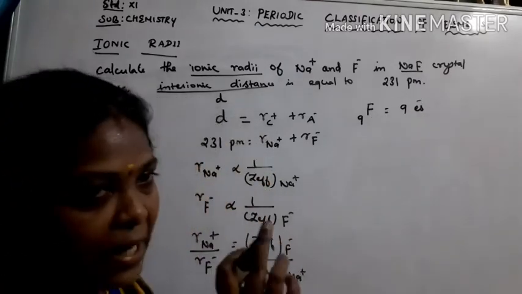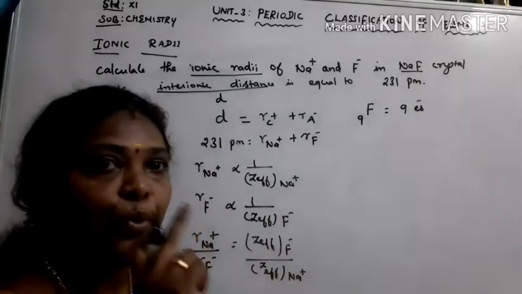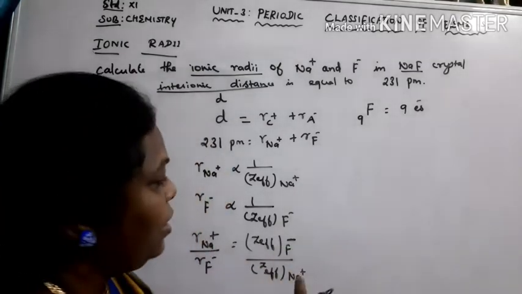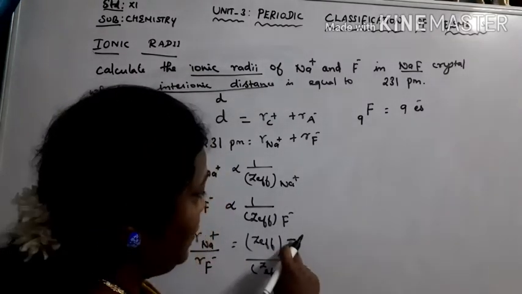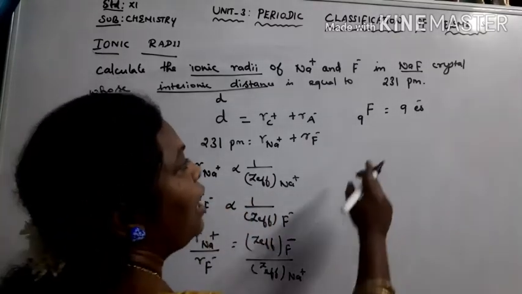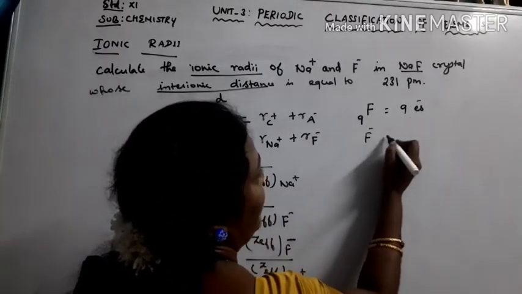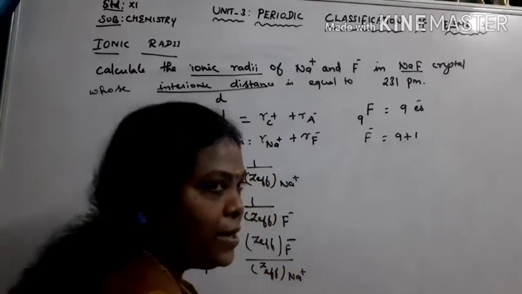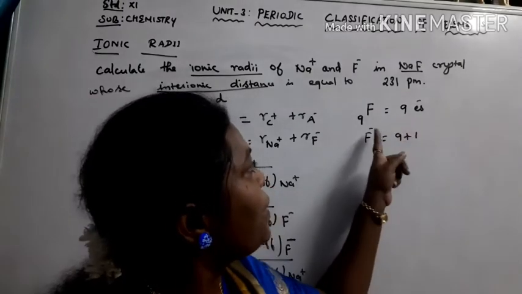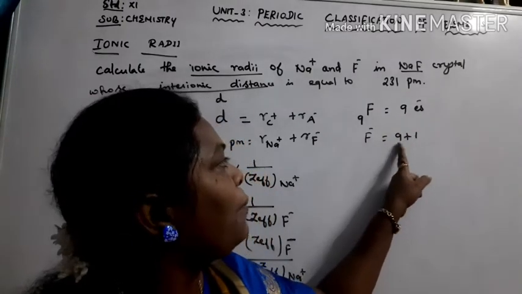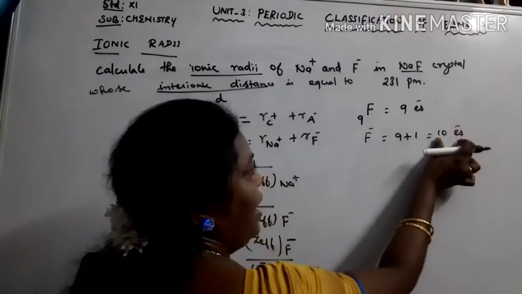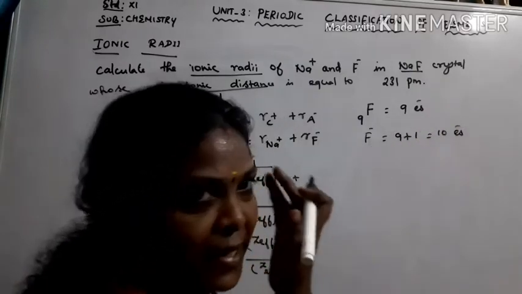But we are going to calculate the effective nuclear charge for the fluoride ion. Therefore, it contains a unit negative charge, which means it has gained 1 electron. Students, keep in mind, if it gains an electron, you have to add one more electron to the total number of electrons. So 9 plus 1 equals 10 electrons. Now you have to calculate the effective nuclear charge only for these 10 electrons.